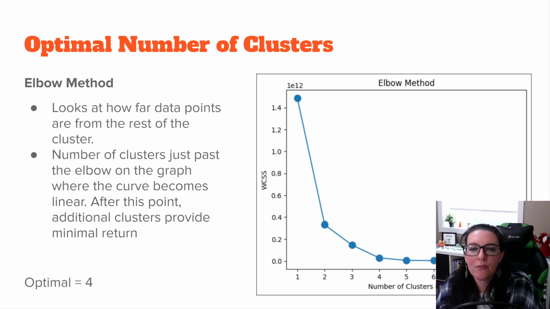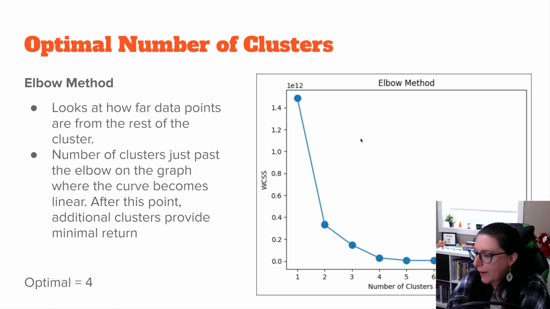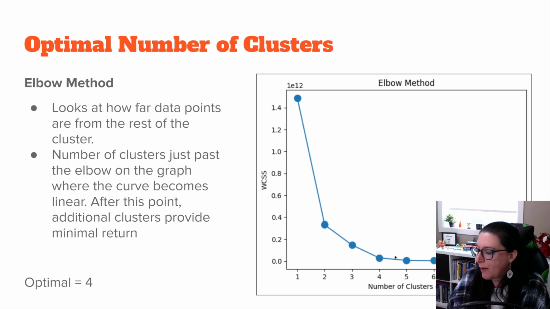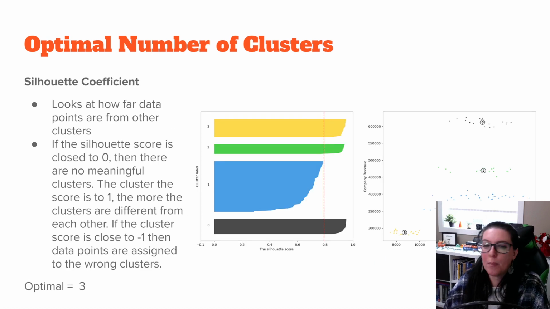And so the number of clusters just past the elbow point in this elbow method, so here's our elbow, just past this where it starts to straighten out, that's going to be the optimal number of clusters. Because what this tells us is that if we added another cluster, if we went from 4 to 5, it really doesn't add any additional return. It doesn't add any extra value to us. Okay, so we'll look at the elbow method.